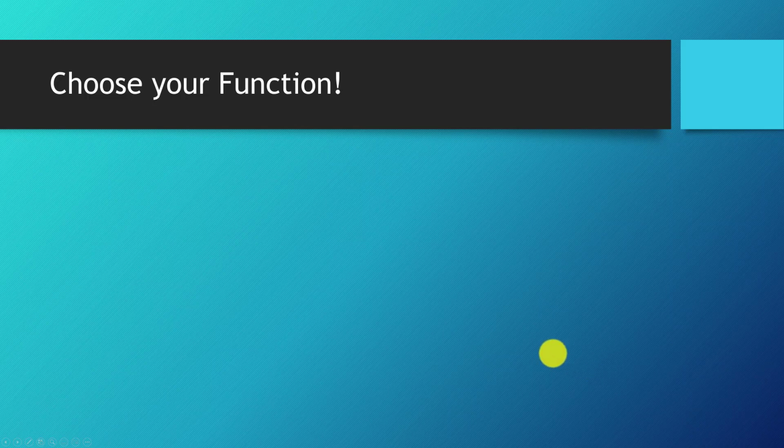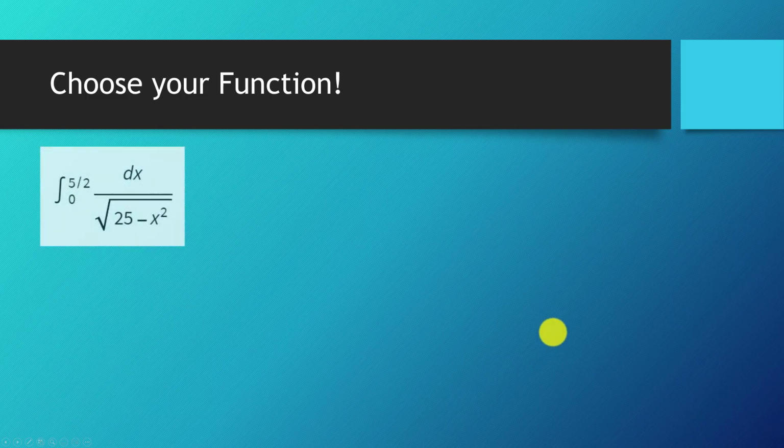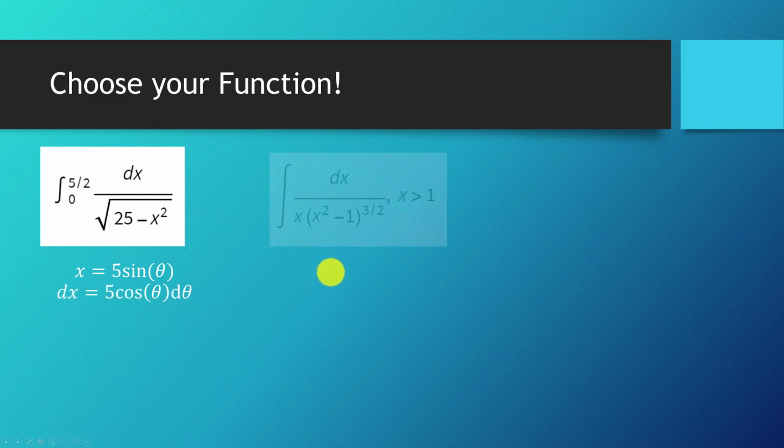All right, let's do some practice in choosing our functions. If we have an integral like this, we want to know what is the substitution we're going to make. Which trig function are we going to choose? So in this case, we see 25 minus x squared. That's making me think of 1 minus sine squared theta. So that'll be x equals sine theta, and then a 5 in front, so that when we square it, we get 25 minus 25 sine squared theta. And whenever we say what x is, we're also going to find dx. In this case, 5 cosine theta d theta.